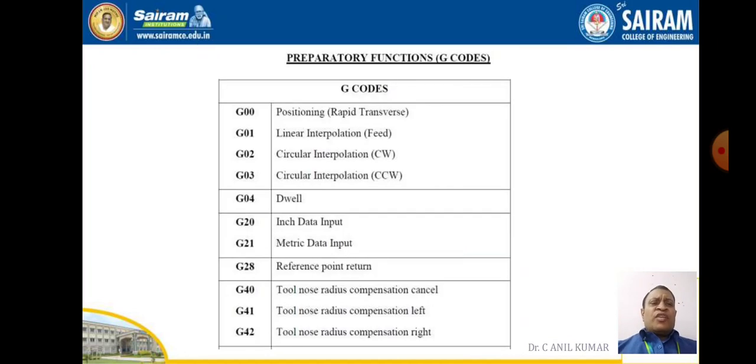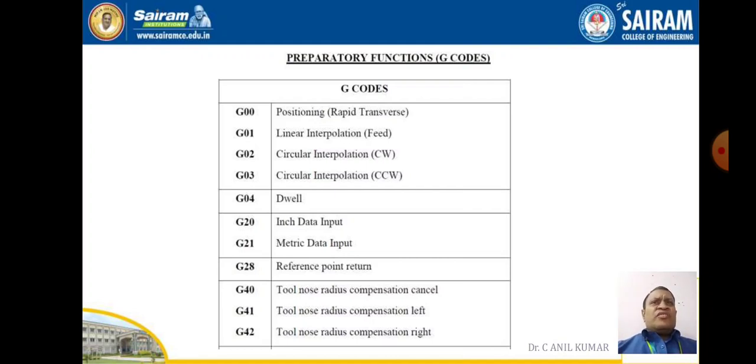Now the next part we are discussing is the different types of codes normally used in the milling machine. The different types of codes we normally use are the G code system and the M code system. G codes are called the preparatory function codes, and M codes are the miscellaneous codes.